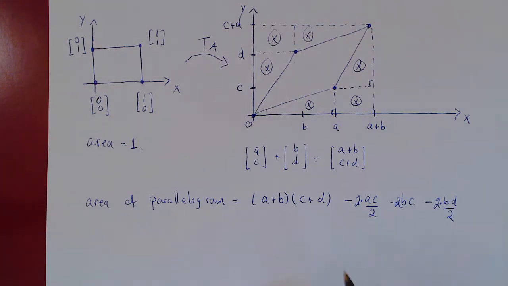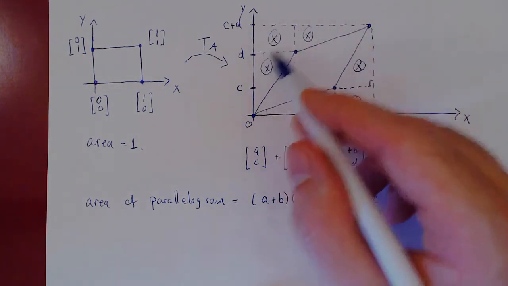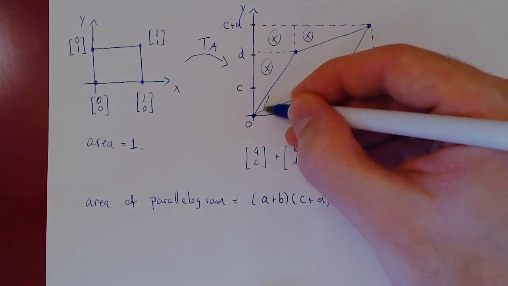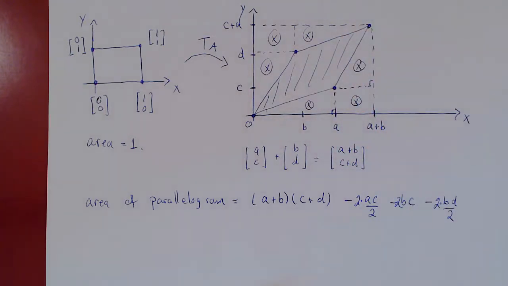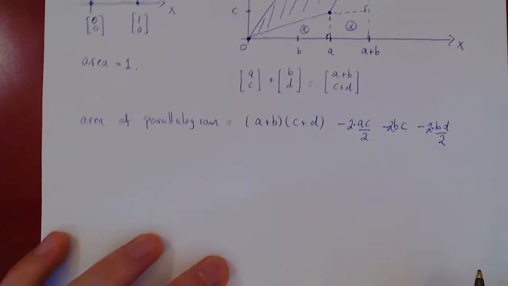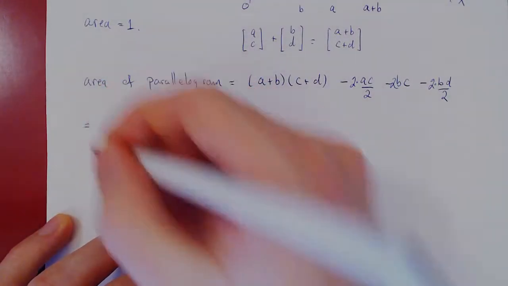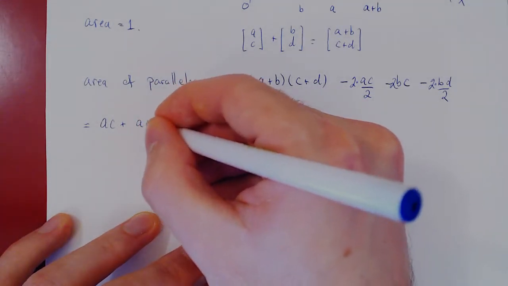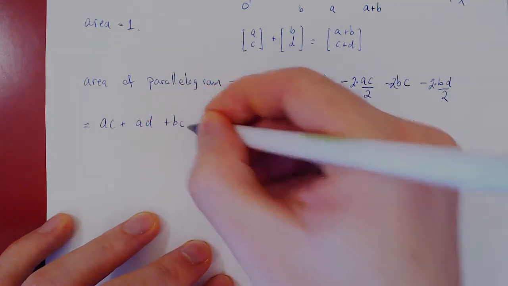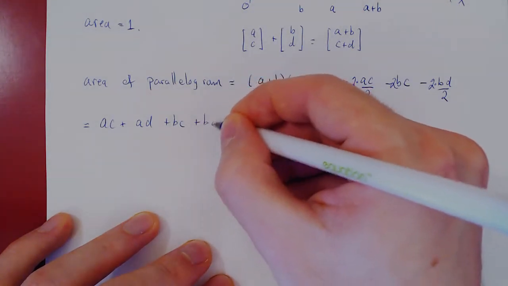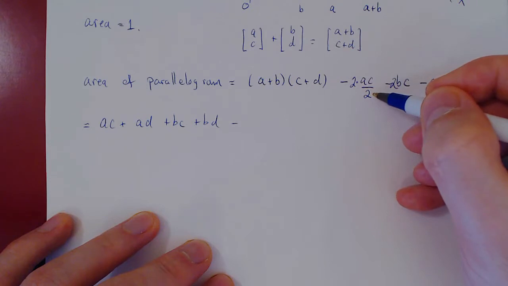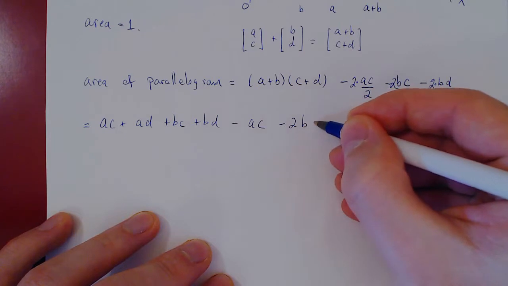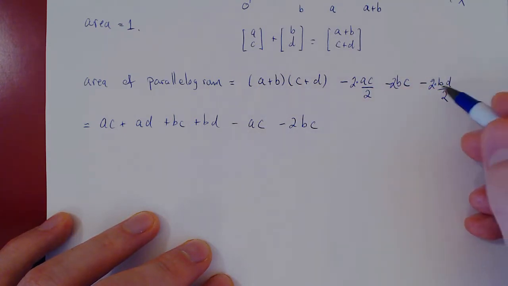And now you've removed from the area of the rectangle everything that you don't want, so of course the leftover will be the area of the parallelogram. Let's simplify and see what comes out. If we expand, we'll have AC plus AD plus BC plus BD minus, well, 2 over 2 will give you minus AC, minus 2BC stays minus 2BC, minus 2 over 2 cancels, BD.